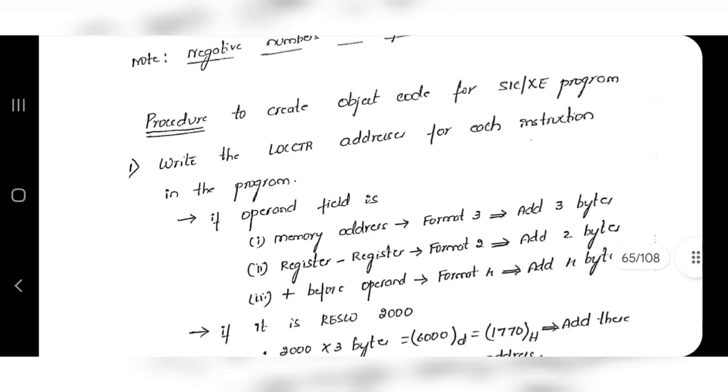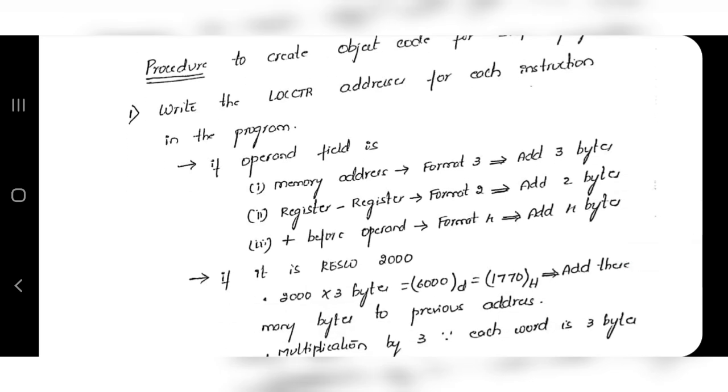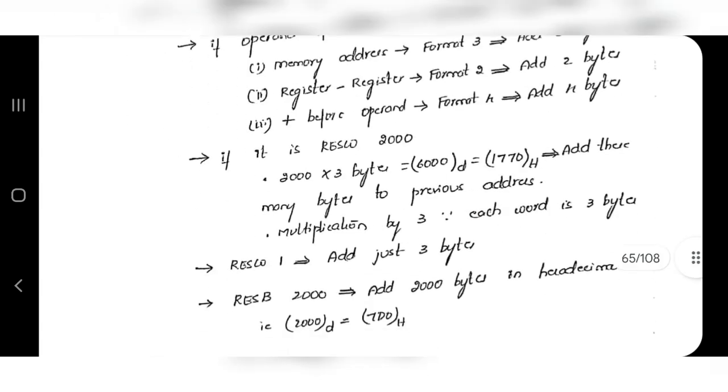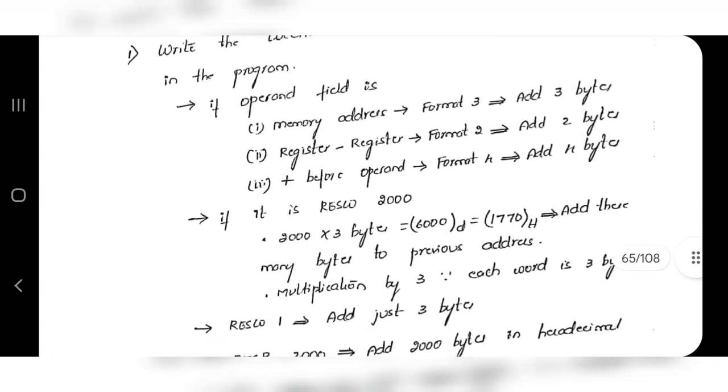So what is the procedure? The procedure is the same. We will be doing the same thing. We'll first assign the LOCCTR values, and after that we'll assign the object codes. Okay, so here is some basic information given, like if it is format 3, here we'll be seeing the format as well. If it is format 3, add 3 bytes.